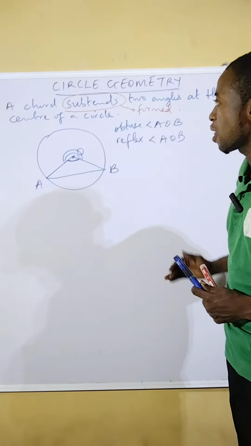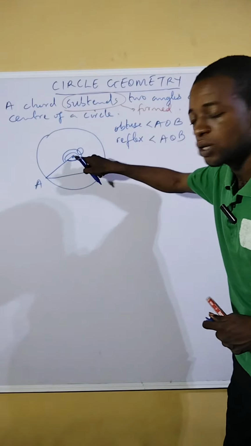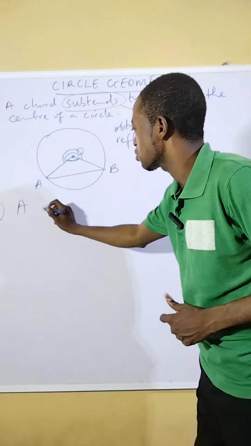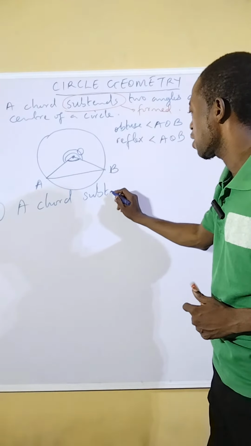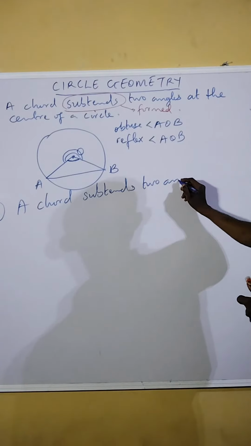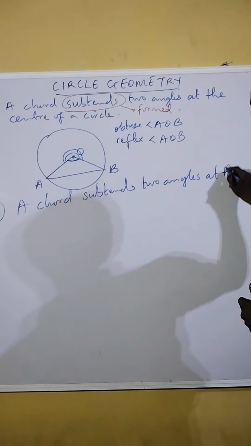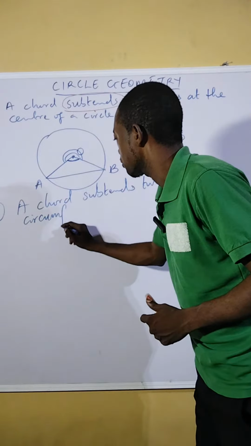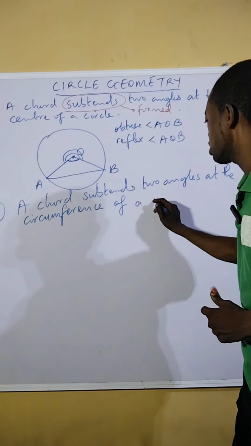So that is that. That's the first thing, very important, that a chord subtends two angles at the center. Now, the second one: a chord subtends two angles at the circumference of a circle.